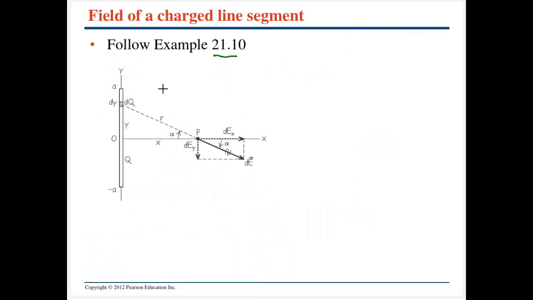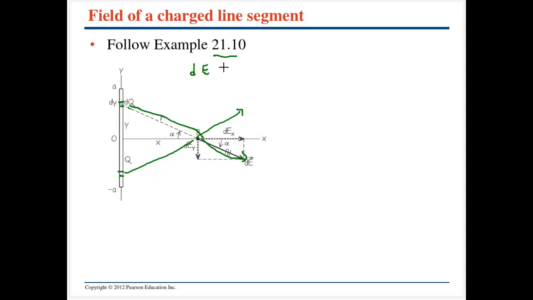Here's another problem, example 21.10, where you actually have to use calculus, and you have to do an integral. Essentially you set it up the same way, where you look at some tiny little piece of this uniform plate and say that it's going to cause an electric field dE, with the same type of symmetry where you can see that the y components are going to cancel out.